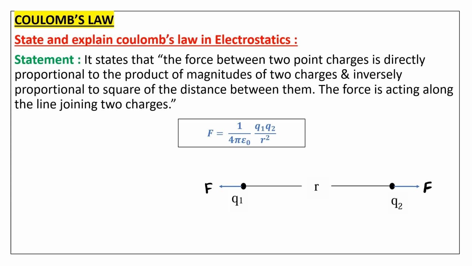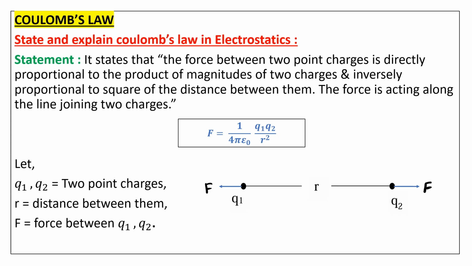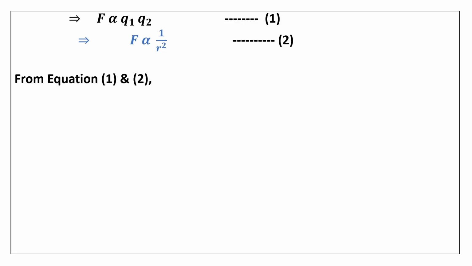Explanation. Let Q1 and Q2 be two point charges. r is the distance between them. F is the force between Q1 and Q2. Therefore, F is directly proportional to Q1Q2. Mark it as equation 1. Then, F is inversely proportional to r². Mark it as equation 2.